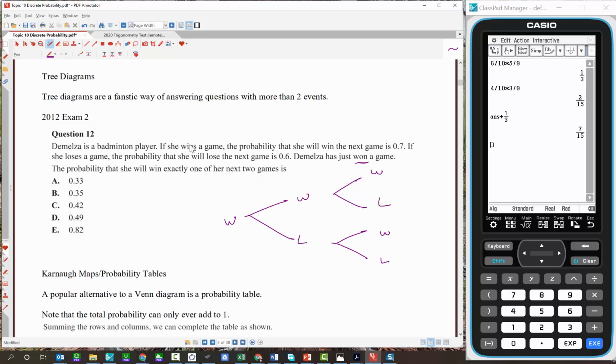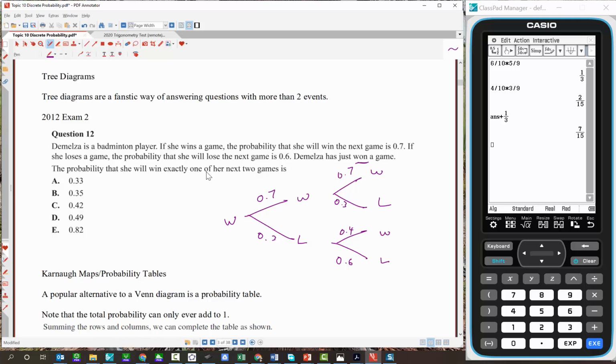All right, so if she wins a game, the probability that she will win the next game is 0.7. So she's just won a game, so that's 0.7. So she's just won a game, so the chance that she wins the next game is 0.7. That means the chance that she loses is 0.3. Obviously, she's high on confidence after winning. Now, if she loses a game, the probability that she will lose the next game is 0.6. So lose means she lost a game. Chance that she loses is 0.6, 0.4. Obviously, you know, down on her confidence or whatever. So she's won, that's going to be 0.7, 0.3.